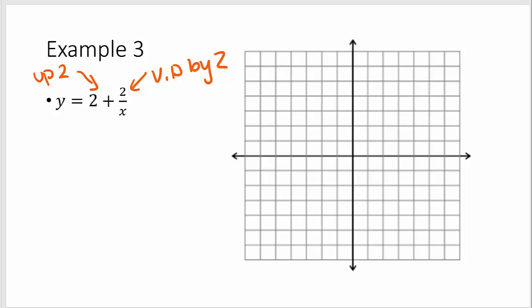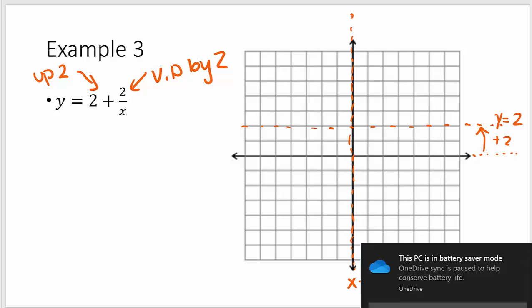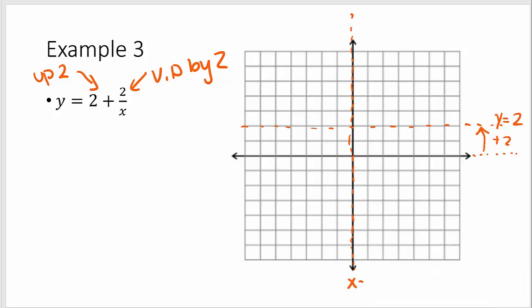If you want to put your asymptotes on first, then that's fine. So normally it's at y is equal to 0. And we're going to move up by 2. So our new asymptote is going to be at y is equal to 2. And we have nothing shifting left and right, so that means that our original asymptote at x is equal to 0 is going to remain there.